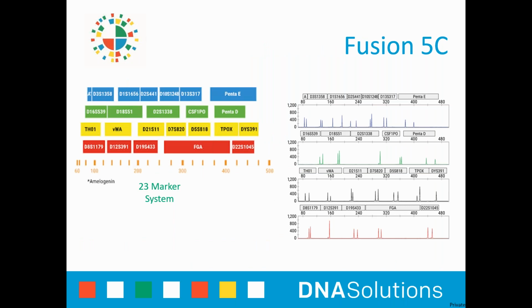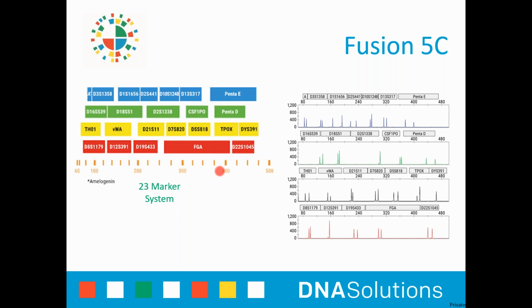And so this is the system we use. Now, we didn't make this system ourselves. There's a number of commercial kits you can use. We happen to use one from Promega called Powerplex Fusion 5C. It's called 5C because it has 5 colors. It has blue, green, yellow, red, and then it uses an orange color for the ladder. The ladder has a number of set sizes in it. You put it in so that you can measure the sizes of the other markers.